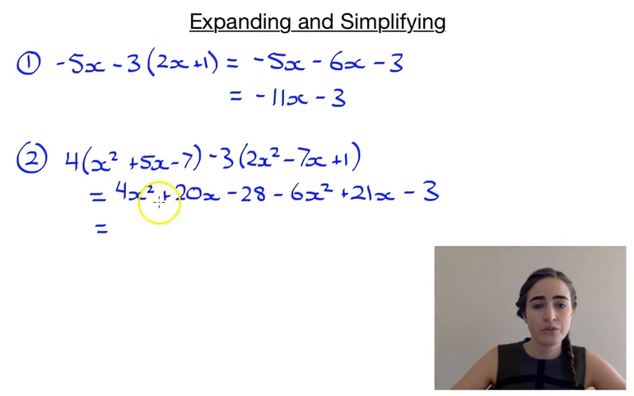So we've got our 4x squared minus 6x squared would give us minus 2x squared. We've got a 20x plus 21x would give us plus 41x. And then we've got minus 28 minus 3 would give us minus 31.